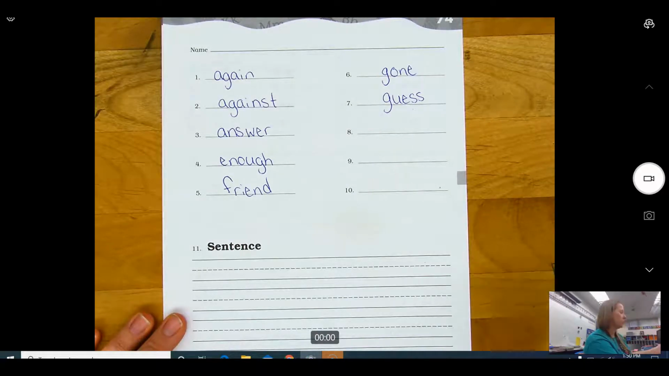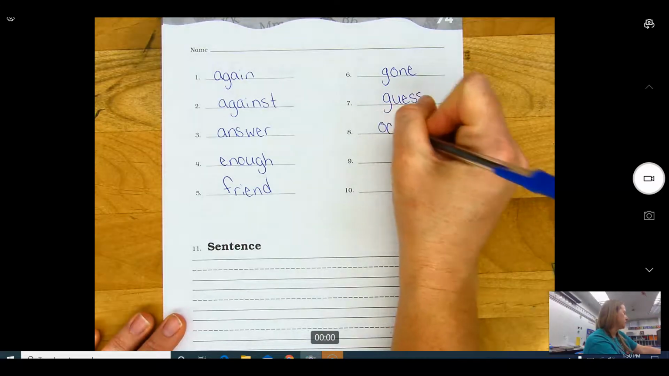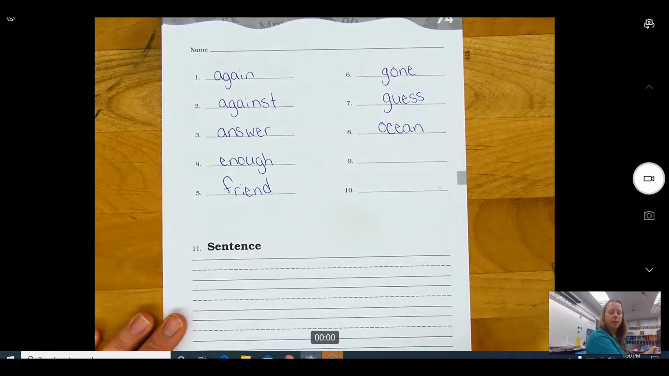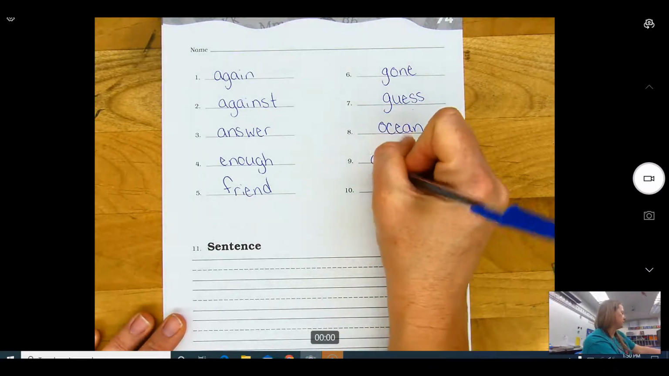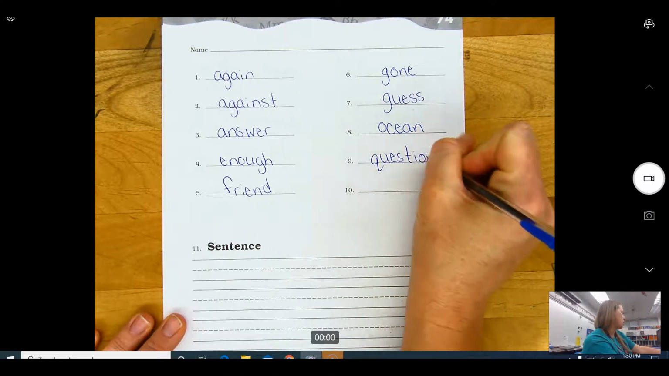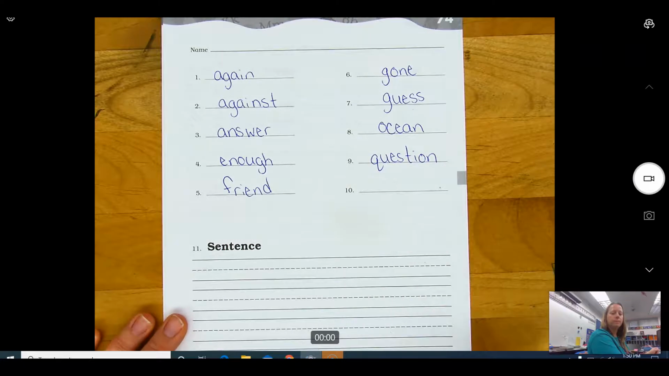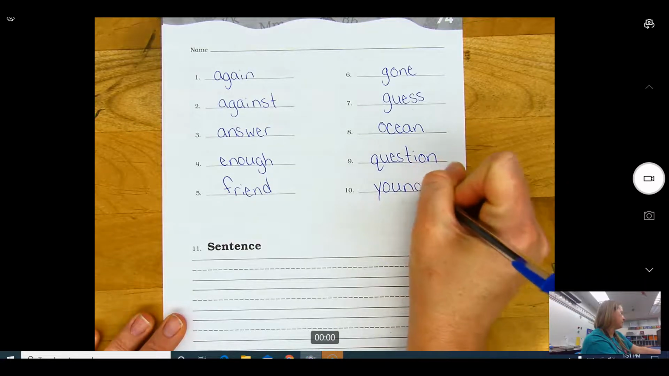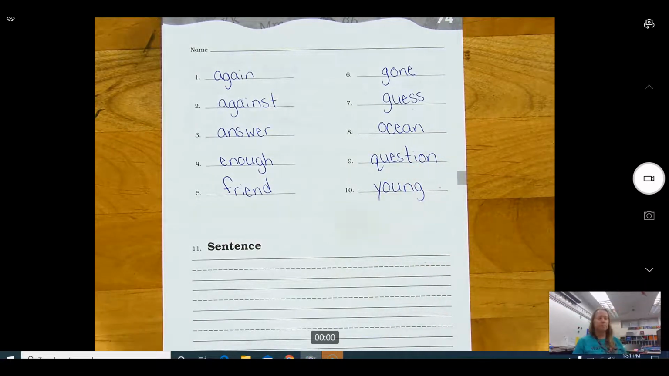Number eight, ocean, O-C-E-A-N. Number nine, question, Q-U-E-S-T-I-O-N. And number 10, young, Y-O-U-N-G. These are all sight words. You have to memorize how to spell them and say them.